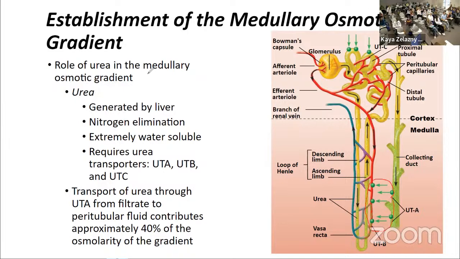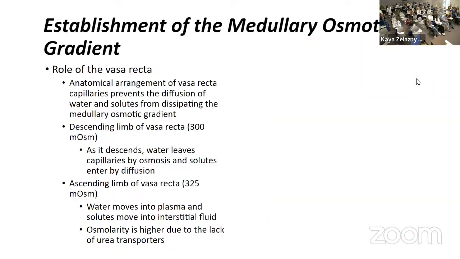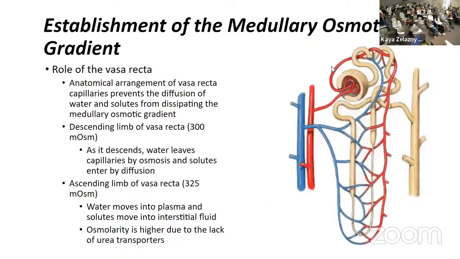And that's part of why urea is able to add into this medullary osmotic gradient, right? So essentially it's kind of adding to these solutes that are collecting here in the medulla. So adding in to that pull on water. We also want to know that the vasa recta are here.